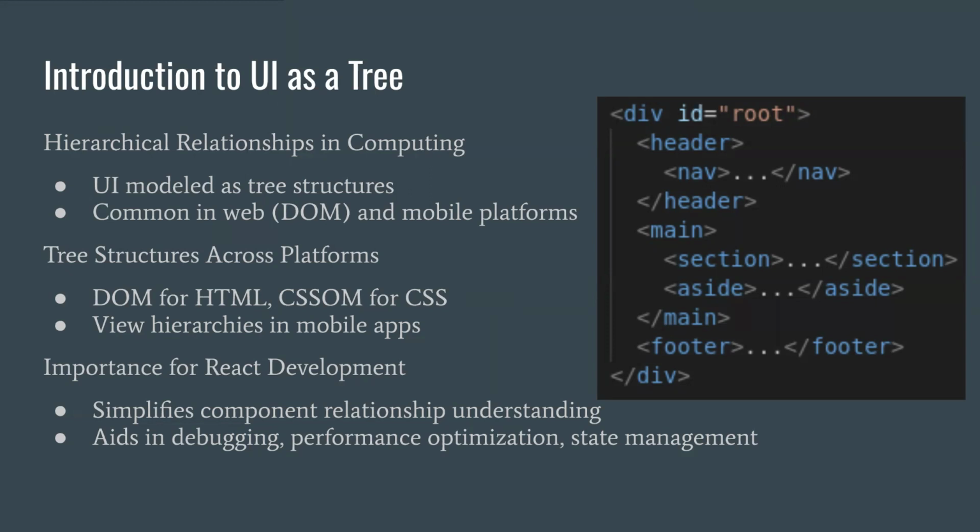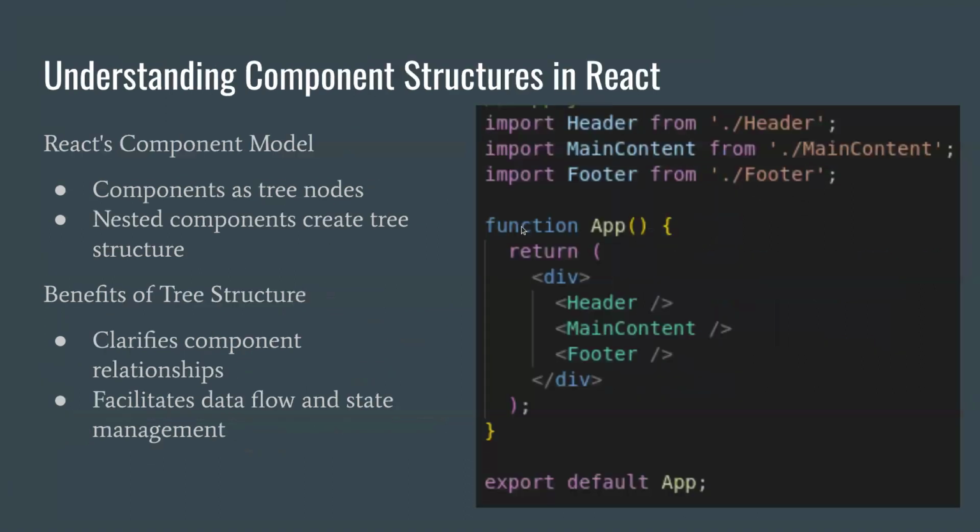So understanding this tree structure is really important for grasping how React organizes components and manages rendering, which in turn helps us in debugging, optimizing performance, and managing state effectively. So this example is just a simple HTML structure, which we will draw a parallel with React components.